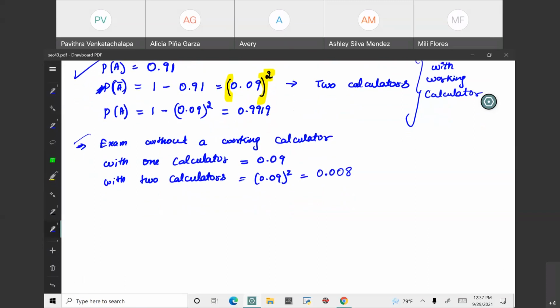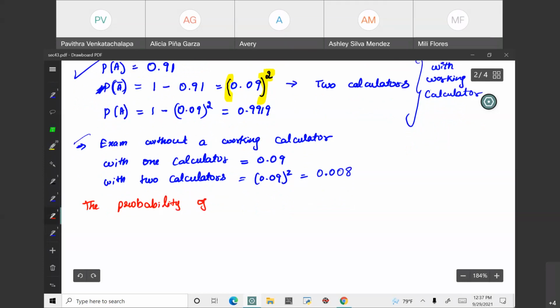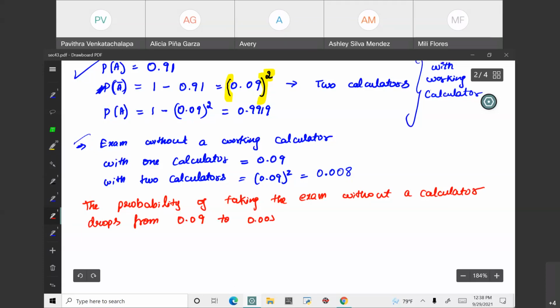So now just to summarize, the probability of taking the exam without the backup calculator drops from 0.09 to 0.0081. That's the conclusion.